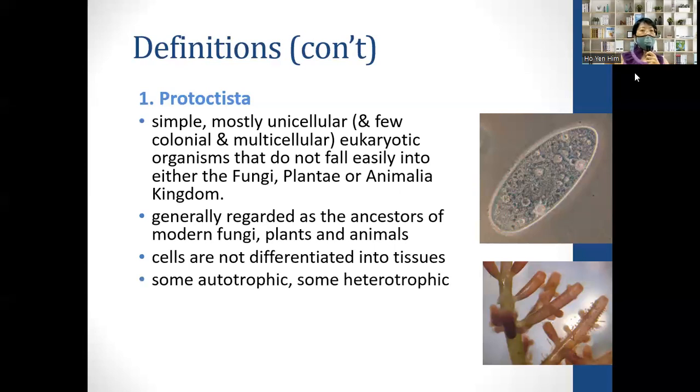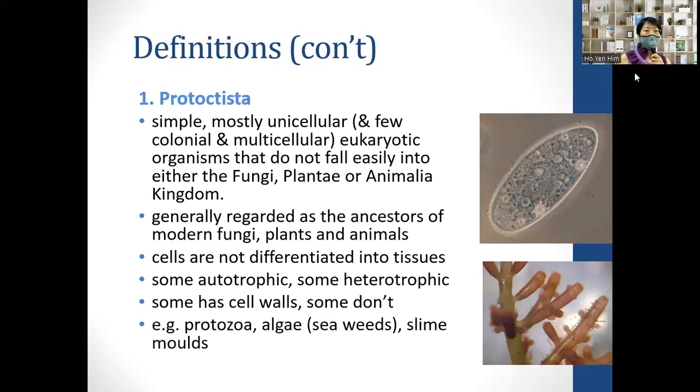So they don't arrange into tissue. Some are autotrophic, which can photosynthesize. Some are heterotrophic, they have to phagocytose substances. Some have cell wall because they're plant-like. Some don't, because they're animal-like. Okay, like protozoa is animal-like, algae is plant-like, slime molds. So all are unicellular.